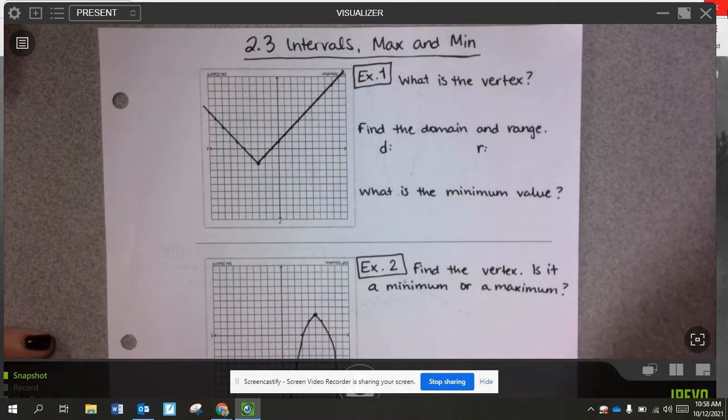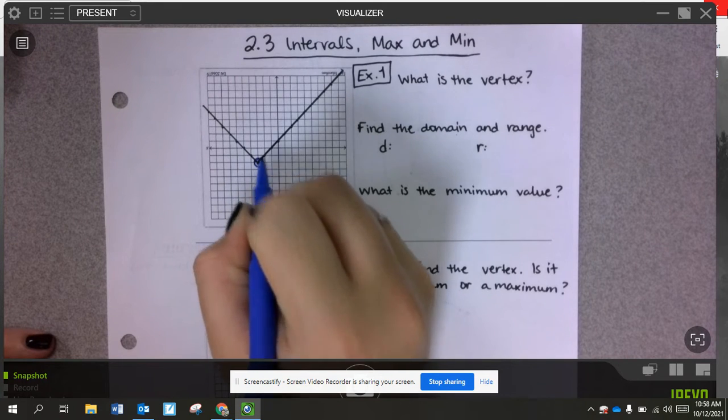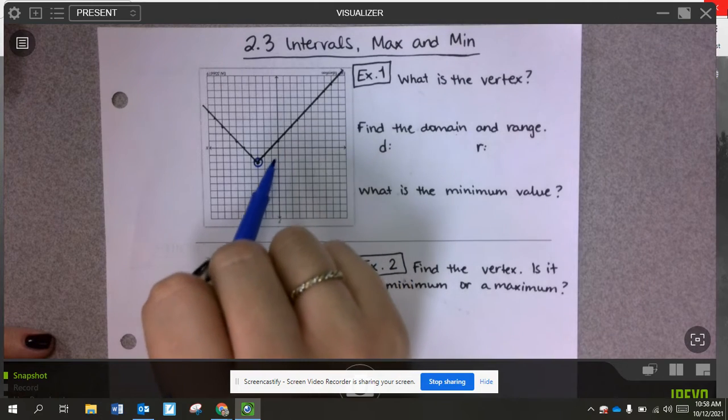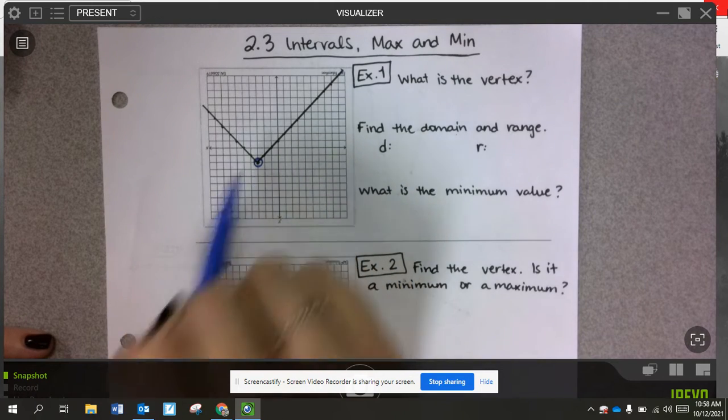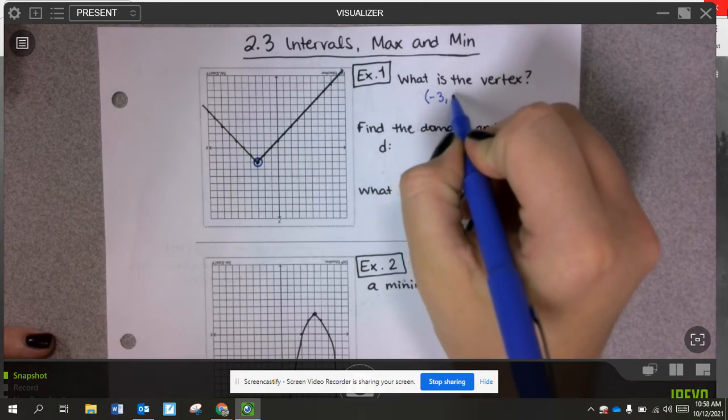vertex. So for this first example, we've talked about vertex for a couple class periods now, and it's where your function turns. It's a turning point right here. So the vertex here is -3, -2.